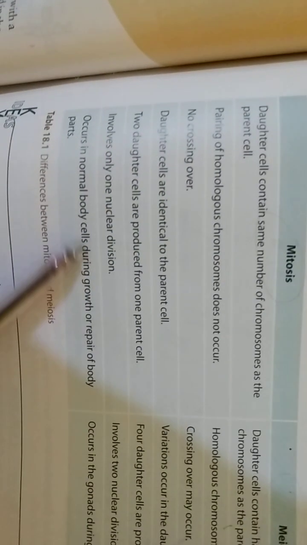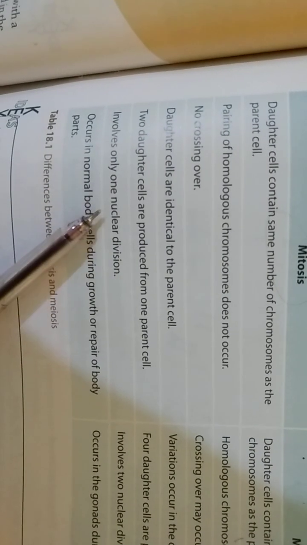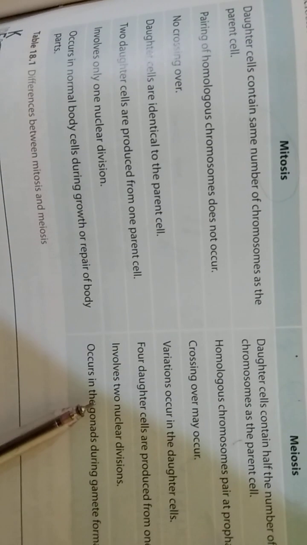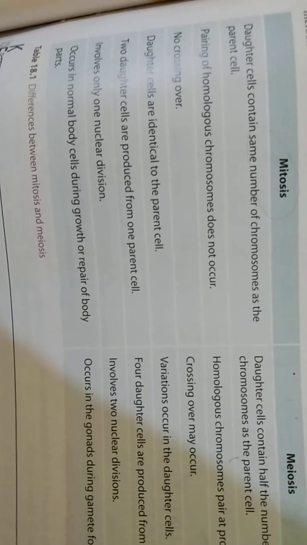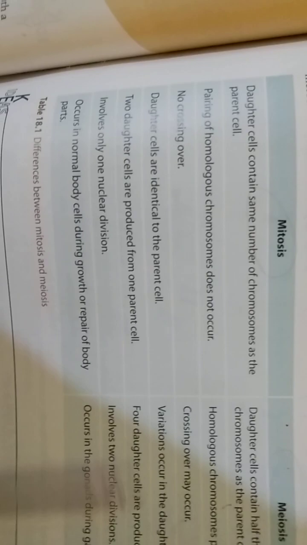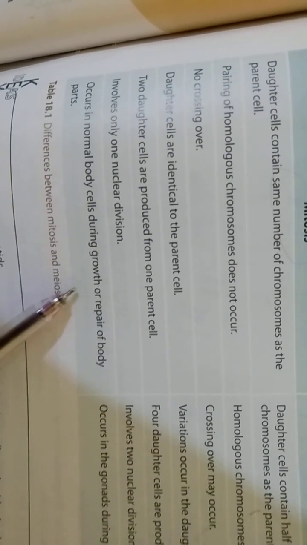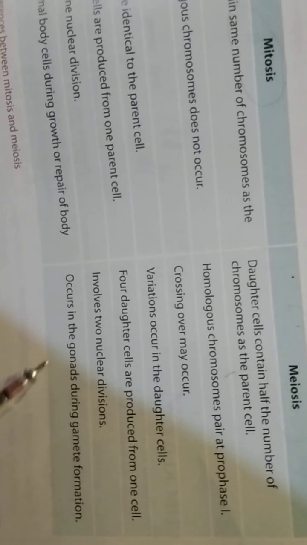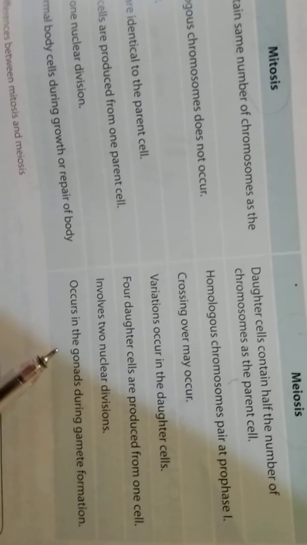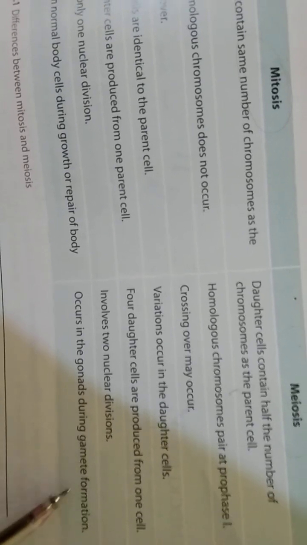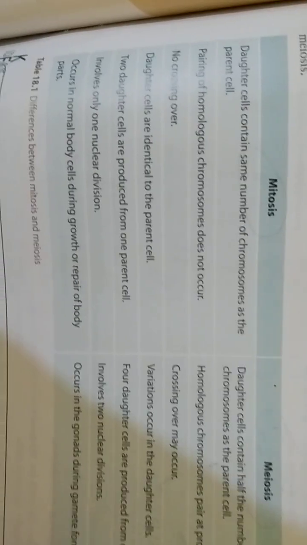The sixth one: mitosis involves only one nuclear division, while meiosis involves two nuclear divisions. And the last point: mitosis occurs in normal body cells during growth or repair of body parts, and meiosis occurs in the gonads during gamete formation. That's all the differences between mitosis and meiosis.